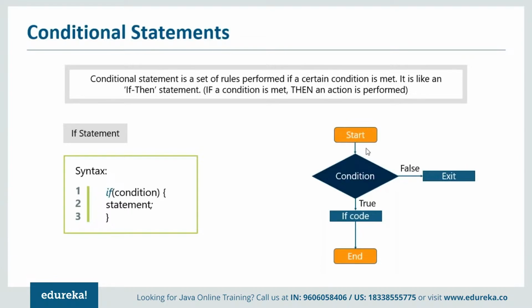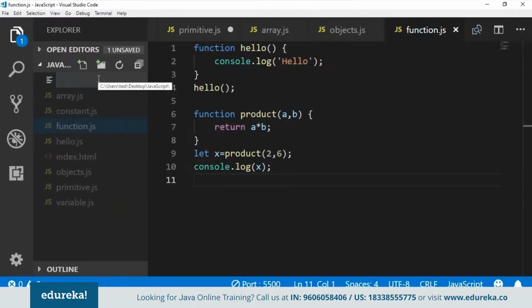So this is how it works in the program. When you start the program and the execution comes to a condition, if the condition is true, the code within the if block gets executed. And it ends there. But if the condition is false, you just exit from the if block. All right. Let's look at this practically. So let's create a new file called if.